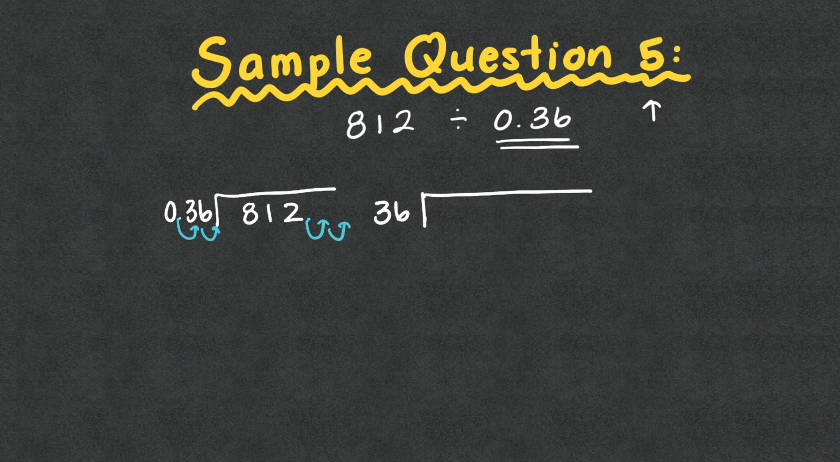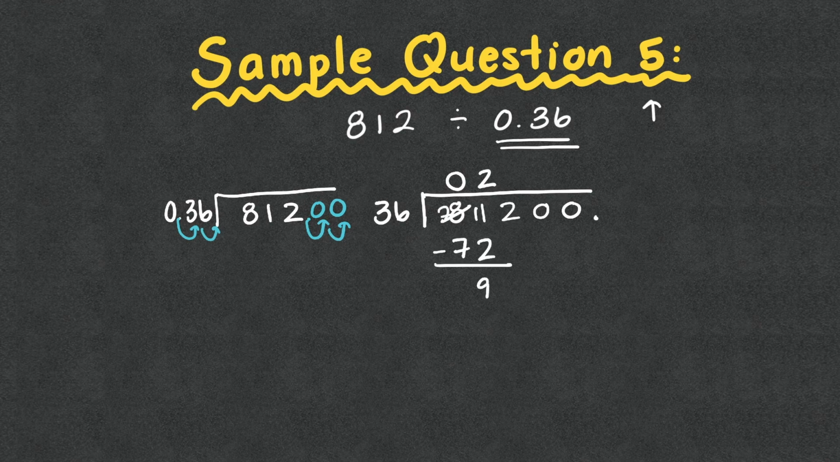But if you notice, there's nothing above those, which means it's a perfect spot for placeholder zeros. So we put those in. And if you would like to remember where the decimal is, we do put it at the end. And now you just divide like normal. So 36 goes into 81 twice. That is 72. We subtract, and that gives us 9.